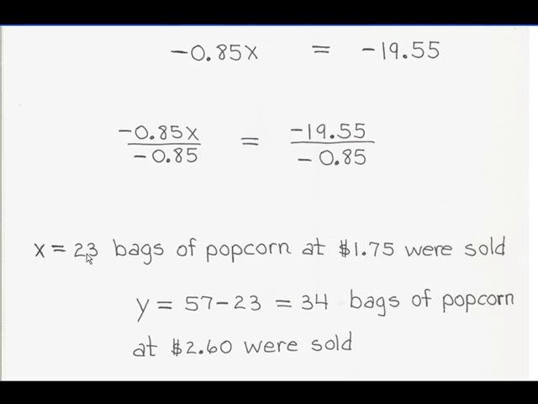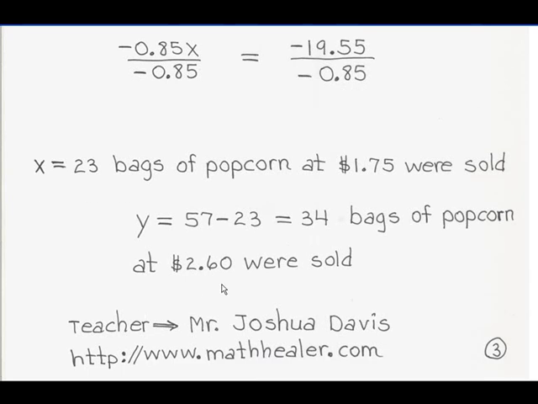So now we found the number of bags of popcorn that were sold at $1.75. Taking that number for x and substituting it back into our equation for y, we have y is equal to 57 minus the 23 bags at $1.75. And we see here that 34 bags of popcorn at $2.60 were sold. So once again, we now know that 23 bags of popcorn at $1.75 were sold, and 34 bags of popcorn at $2.60 were sold.